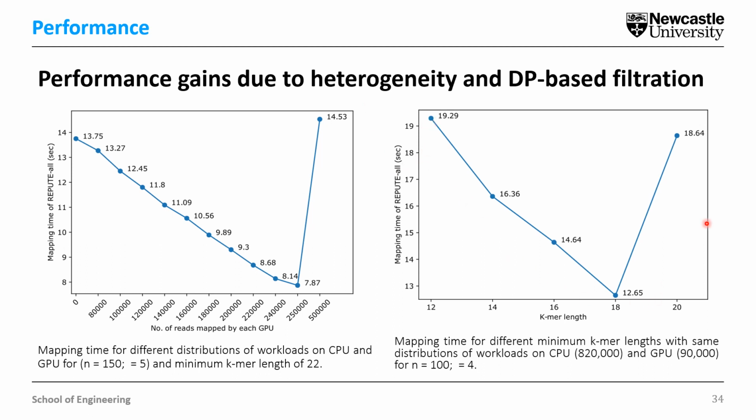Over here, we can see that for different minimum k-mer lengths, which we discussed, the overall read mapping time reduces when we increase the k-mer length up to a particular level, beyond which it increases again. That means the filtration algorithm works better when there is at least some exploration space available to it.